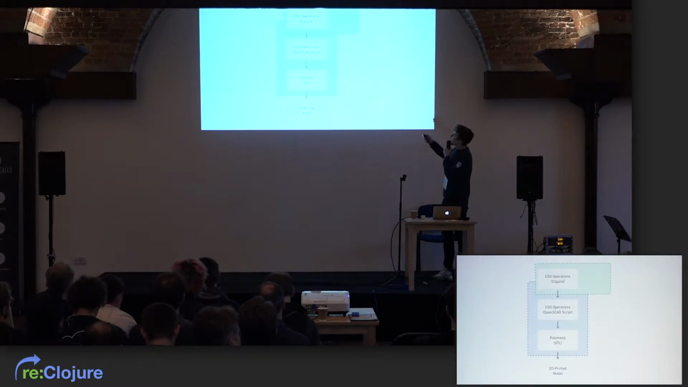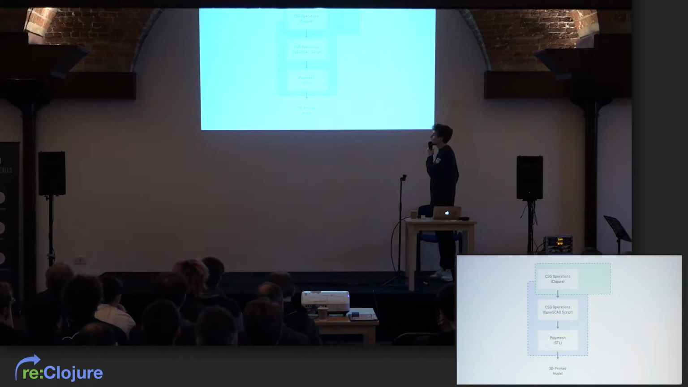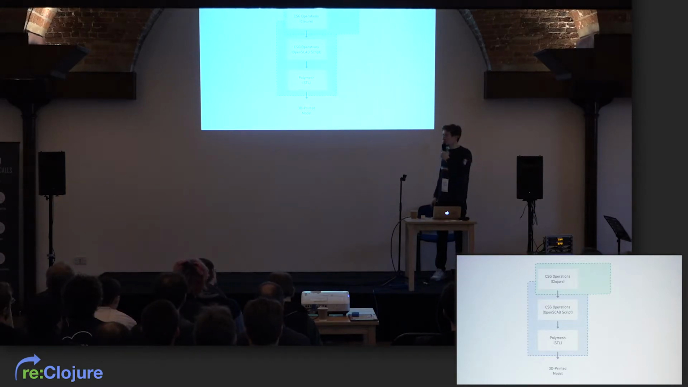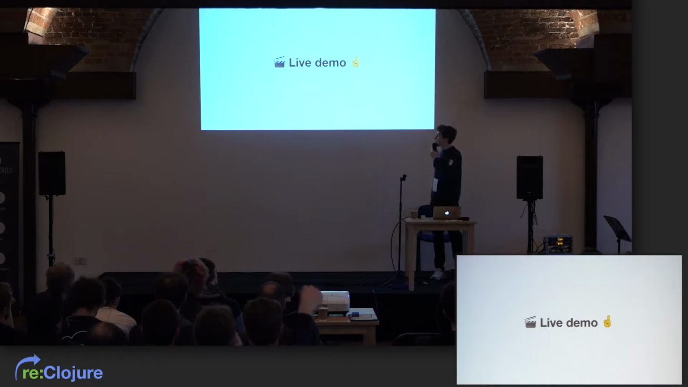We are going to have high-level Clojure code describing our CSG operations with unions and differences and intersections. And this Clojure code is going to be translated to OpenSCAD scripts, which will then be able to translate to STL, which is the format described in Polymesh. And once you have an STL, it's really easy to get it printed.